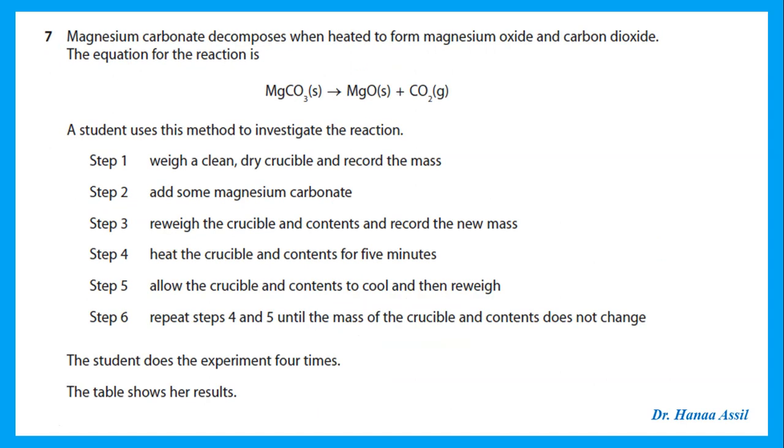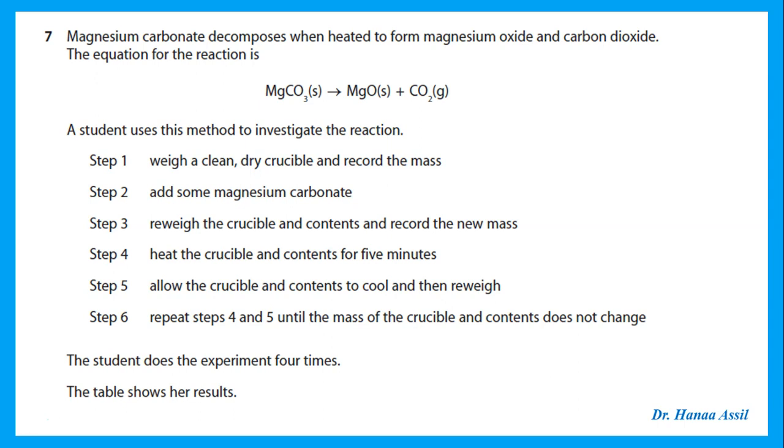Magnesium carbonate decomposes when heated to form magnesium oxide and carbon dioxide, and he gives me the equation. A student uses this method to investigate the reaction. Weigh a clean, dry crucible, record the mass, add some magnesium carbonate to the crucible and reweigh, record the new mass. So he's just weighing the magnesium carbonate in a crucible.